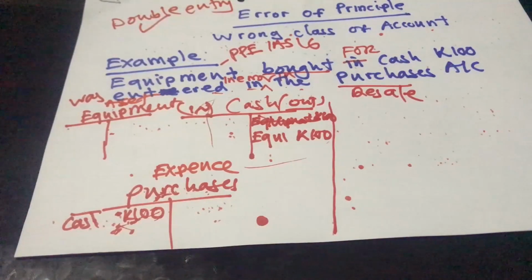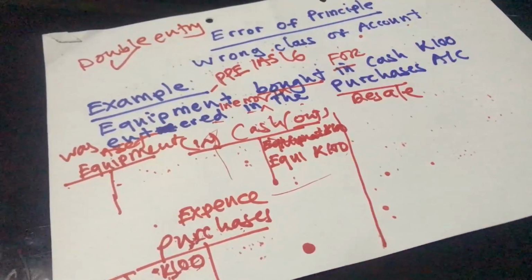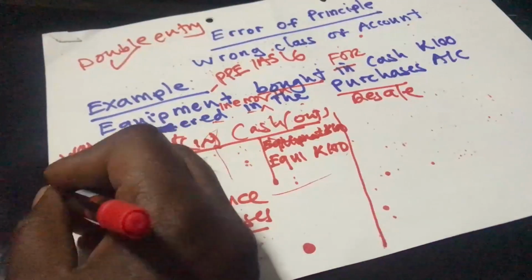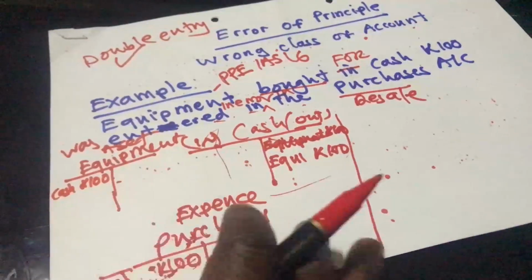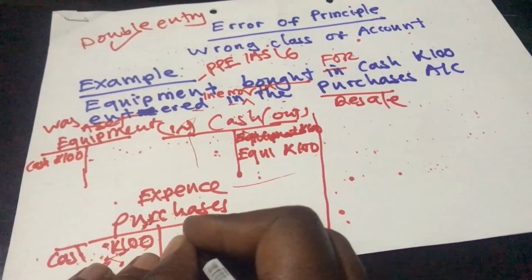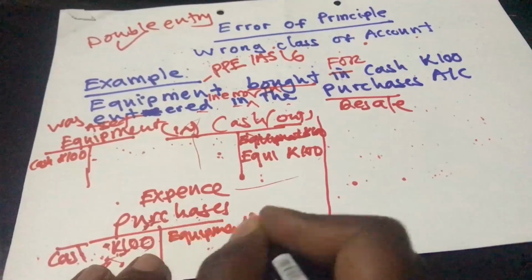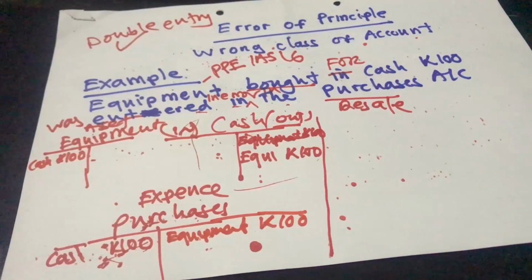So it's a wrong class of account. So that is why we need now to record properly. So what we are going to do is record on the debit side here. So we are going to say cash 100 kwacha. Now we've recorded it correctly. Then now we are going to enter the credit here, okay, to cancel this 100 kwacha. So we've entered the credit in the purchases to cancel the wrong entry.